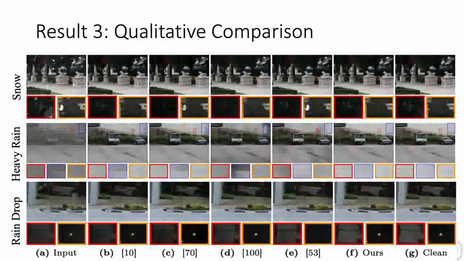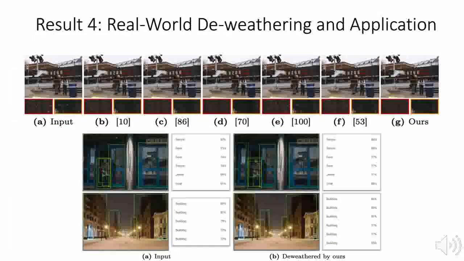We also show several visual comparisons on the adverse weather removal tasks. Several zoomed-in details are shown alongside. We can see our method achieves the most pleasing results. Here we show the visual results of real-world adverse weather removal and its downstream object detection application. Our method effectively removes the real-world snowflakes and helps the Google API detection model recognize additional objects like a door and a building. Thank you for your attention.